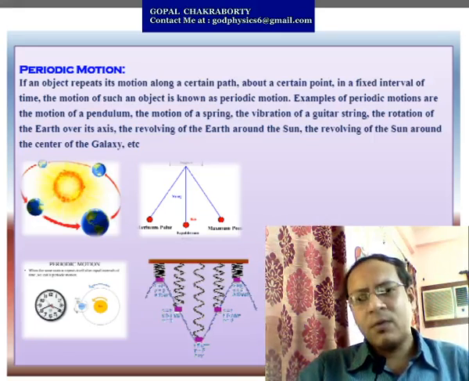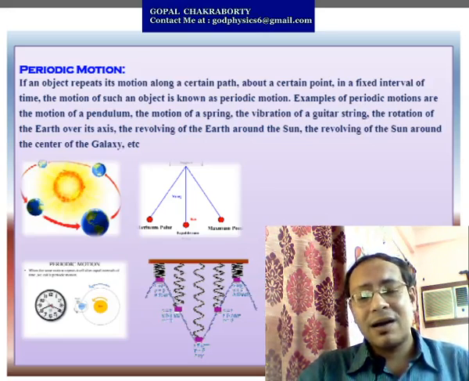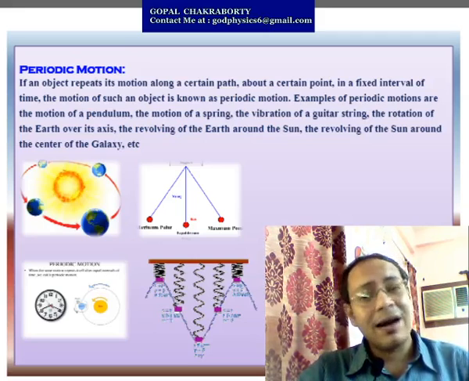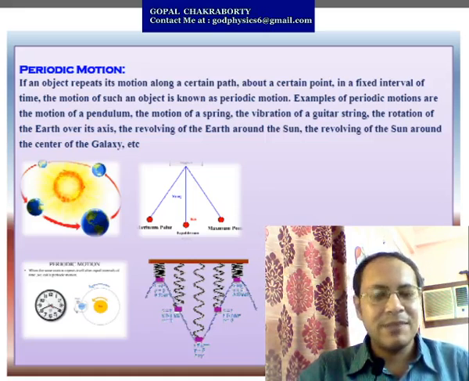A very common example is a clock. In the case of a clock, the motion of the minute hand, the second hand, or the hour hand: these hands cross a particular point after a certain interval of time. So the motion of the minute hand or hour hand can be considered a periodic motion.